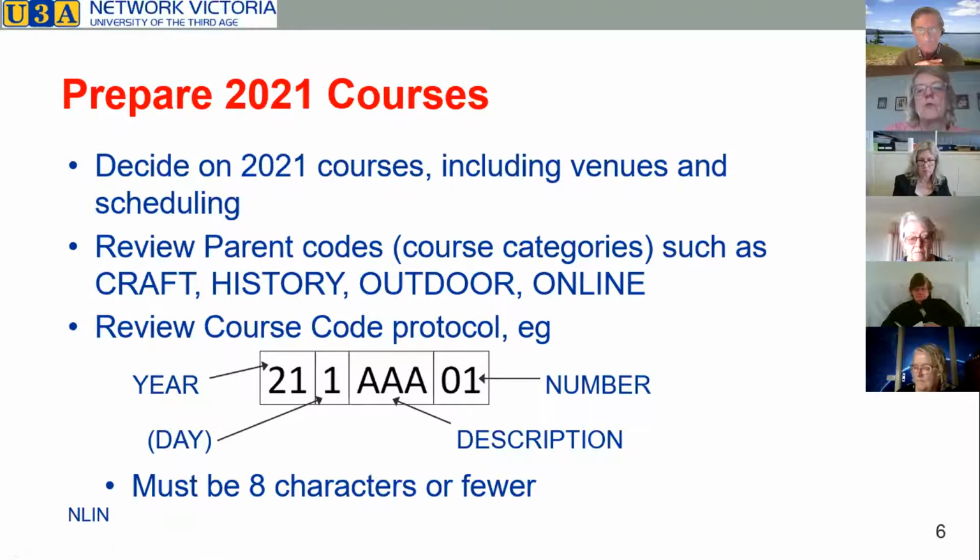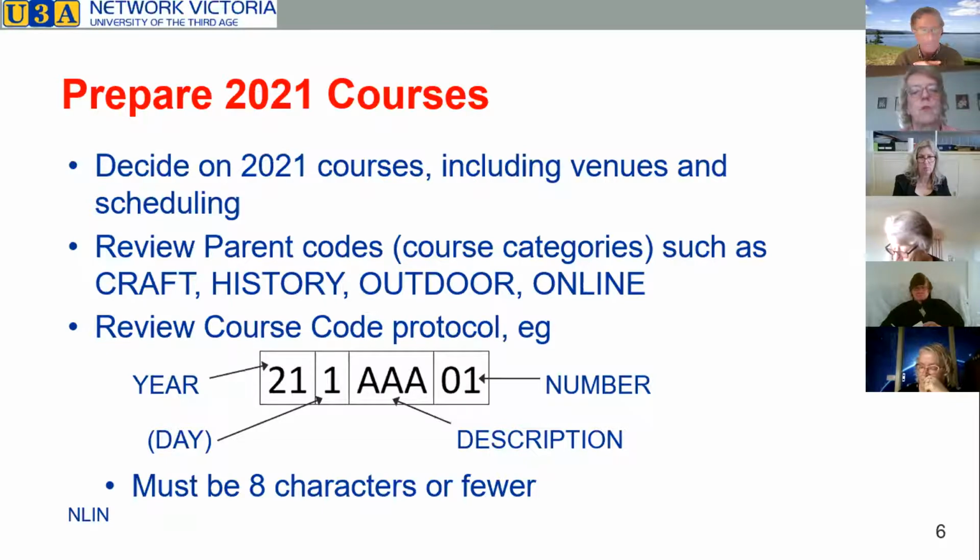Review parent codes or course categories, such as craft, history, outdoor, or online again. You might have decided that your categories are no longer suitable or need modification, and now's the time to do that before you start putting the courses in.